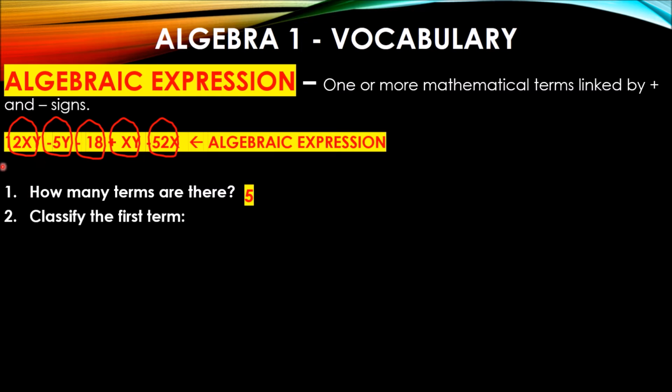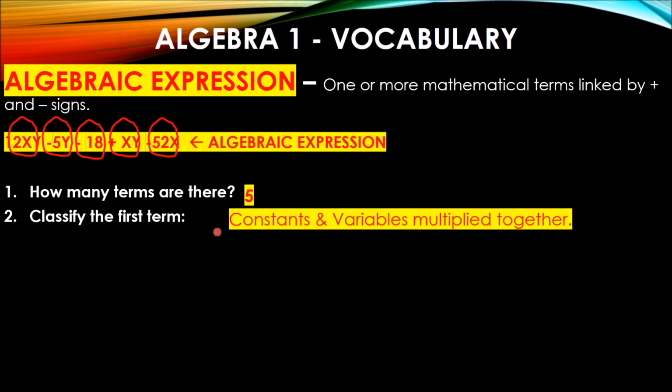So 12xy. What is 12? Constant or variable? 12 is a constant. X, what is x? It's a variable. And y is also a variable. So I have one big long term, which is 12xy, and so I have constants and variables being multiplied together. 12xy means 12 times x times y.